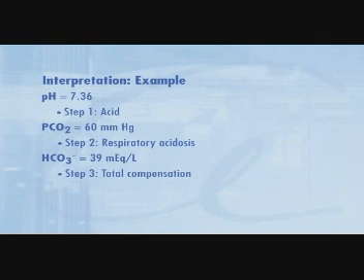The following day, the pH is 7.36, so it's normal. PaCO2 is 60 millimeters of mercury, so it's respiratory. HCO3 is 39. HCO3 remains high to buffer the increased PaCO2, but the pH has returned to normal. So now we can say that it is respiratory acidosis with total compensation.